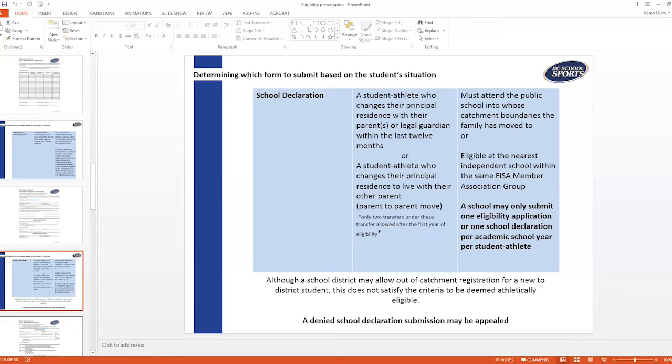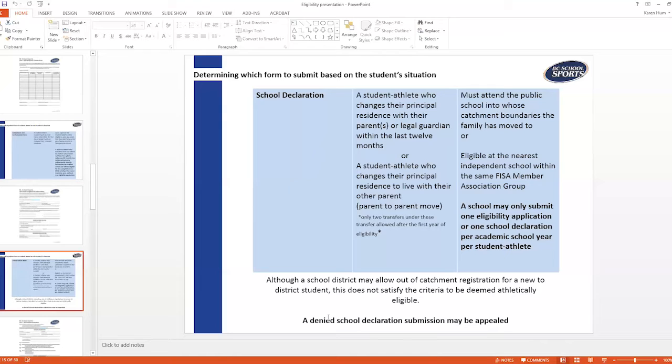The key here too is that the move had to have been within the last 12 months. So they couldn't have decided that they were going to stay at their other school for a year and a half, and now, you know what, they want to go back to the catchment school that they now live in. It has to be within the last 12 months to use this particular form. Are there any questions regarding the use of this form?